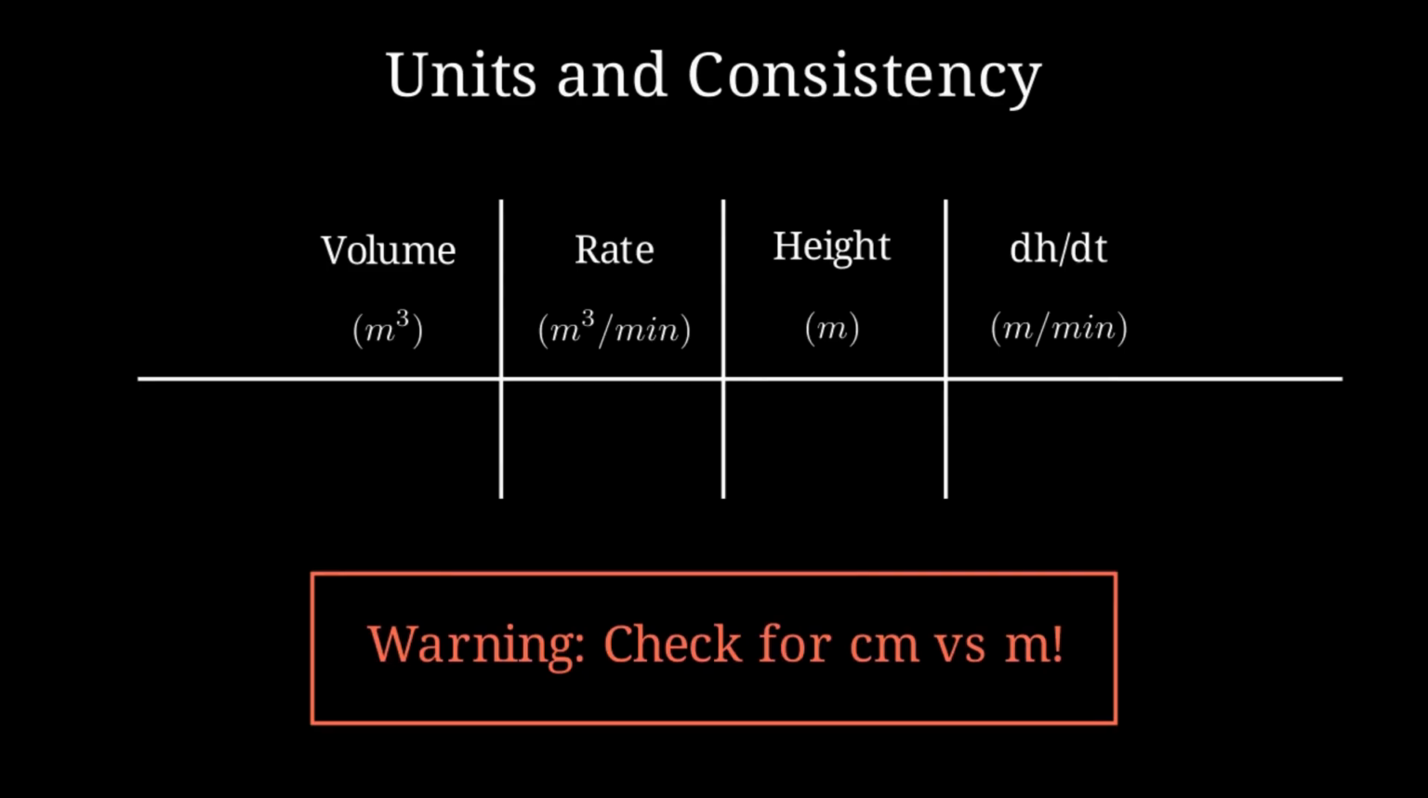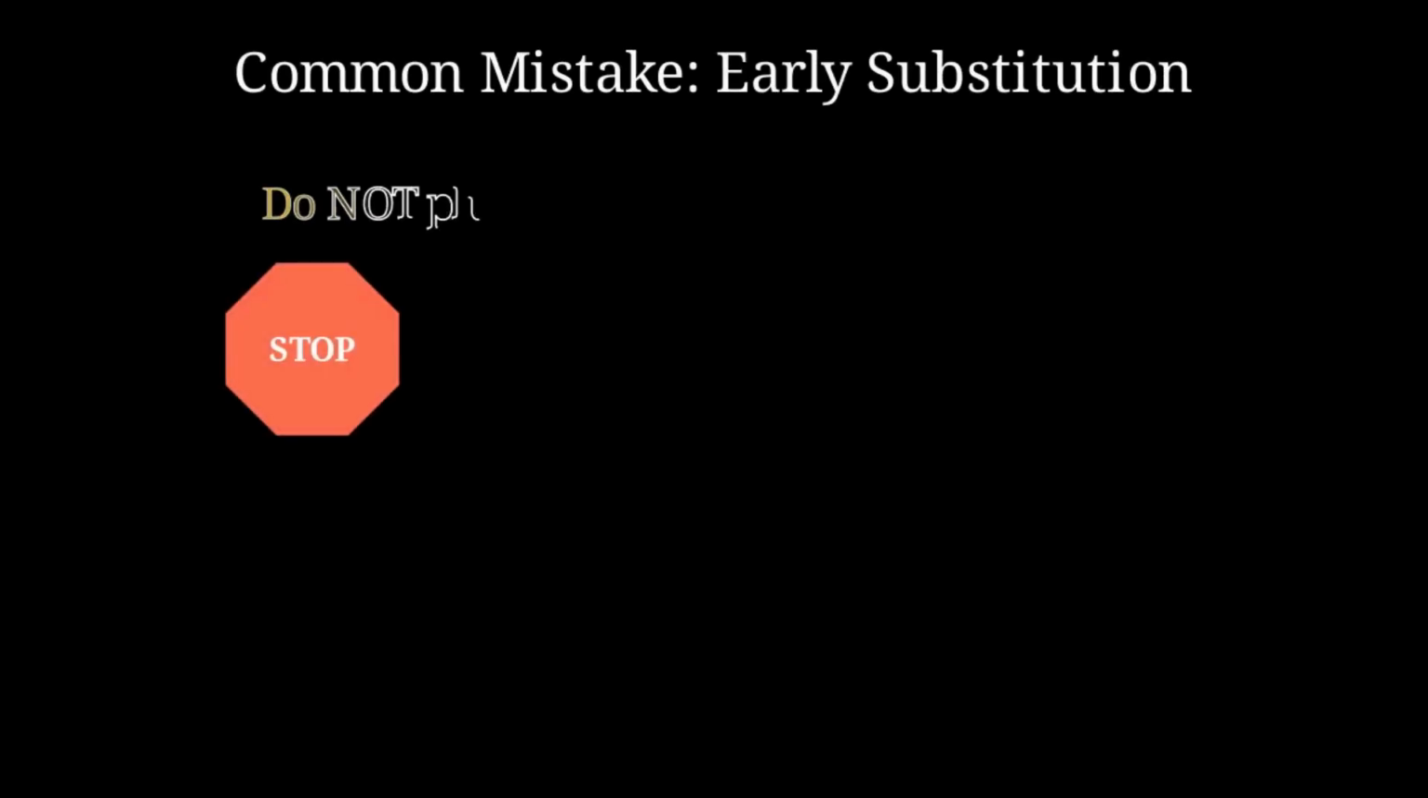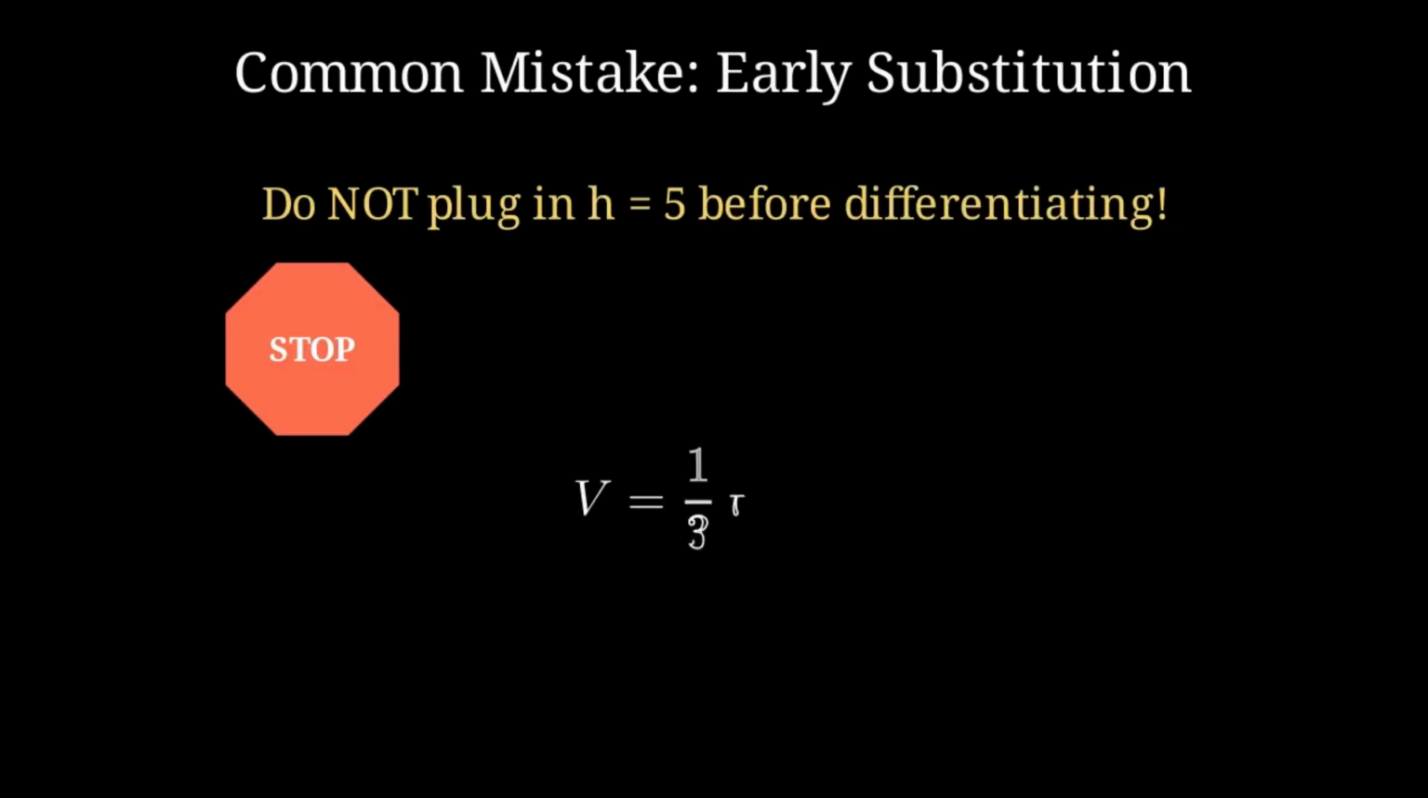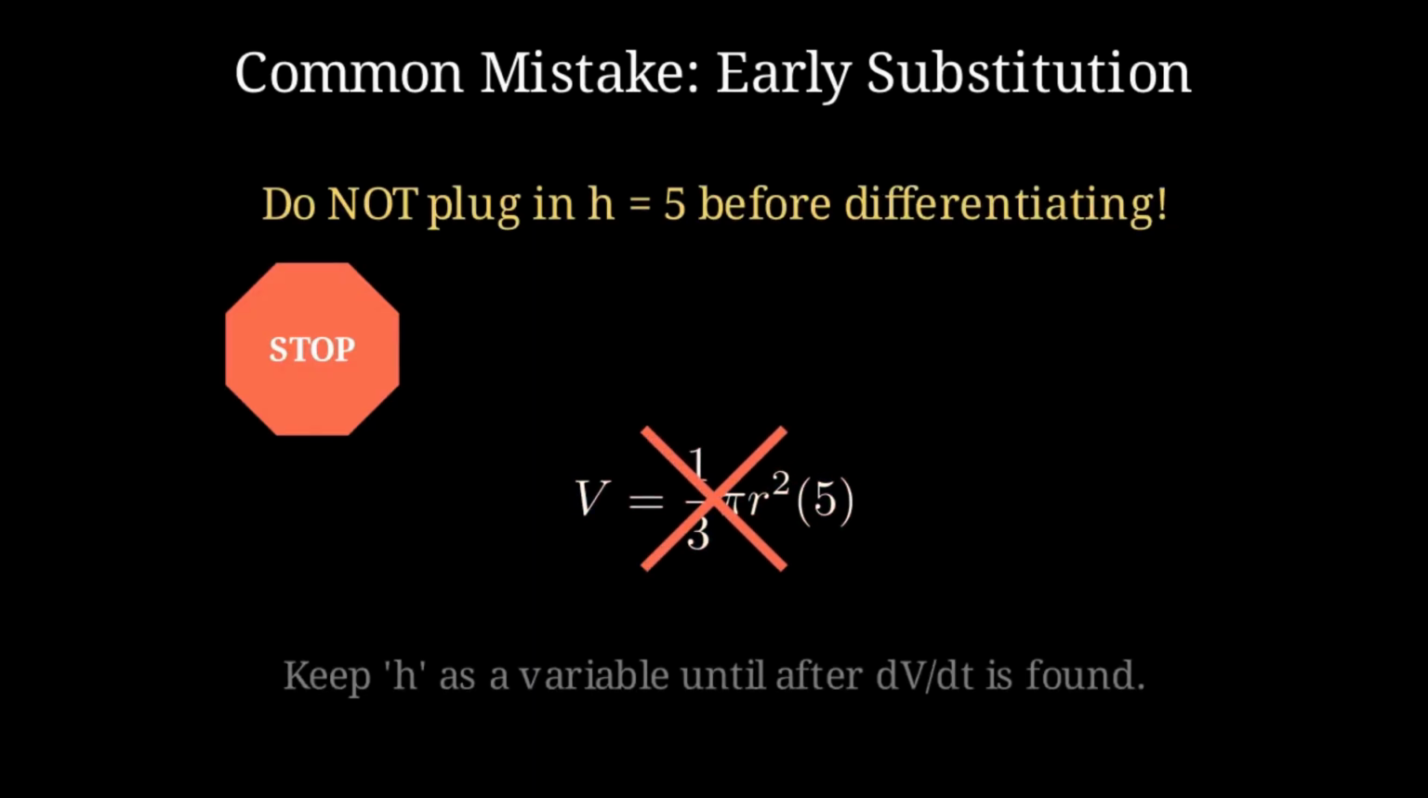The most common mistake in related rates is plugging in the specific values, like h equals 5, before taking the derivative. If you plug in 5 early, the height becomes a constant, and its derivative becomes 0. You must keep the variables as letters until after the differentiation step is complete.